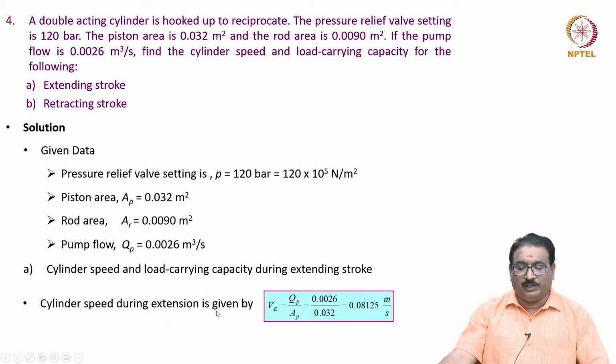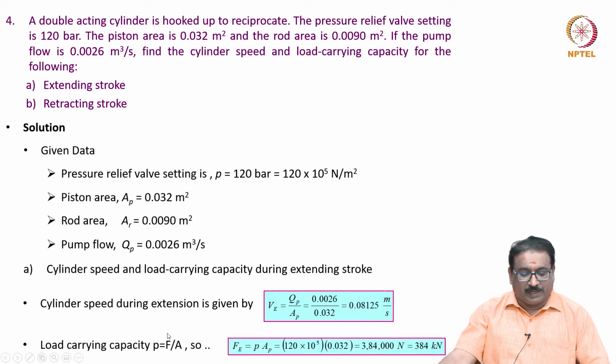Cylinder speed during the extension is given by VE equals QP by AP, head side, correct. QP is known, AP is known. You will get 0.08125 meters per second. Similarly, load carrying capacity P equals F by A.